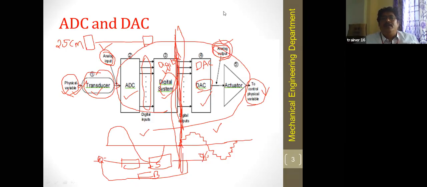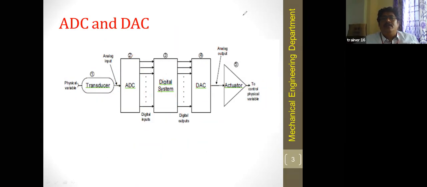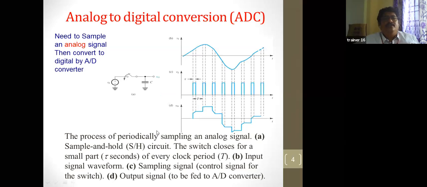How do you understand? Next. See here, next, analog to digital conversion. We'll go for analog to digital conversion. See here, I told you, this is the analog signal.